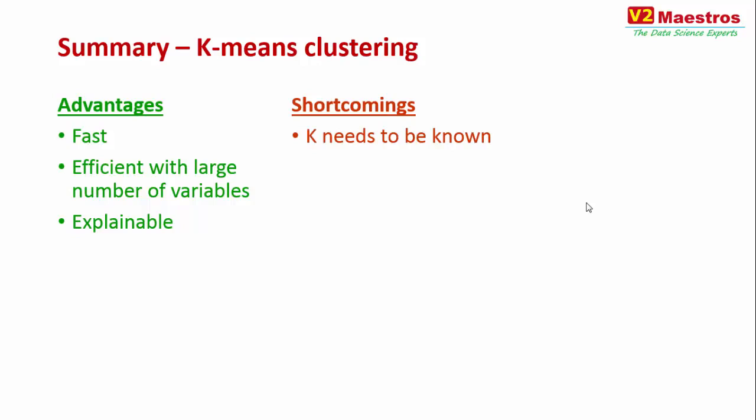Shortcomings is that you need to know k upfront. So if you have a group of data, how do you predetermine the number or value of k? How do you know that this particular data set I have actually has 3 logical groupings or 5 logical groupings or 4 logical groupings? I don't know that upfront. So you need to know k beforehand for you to do k-means clustering.